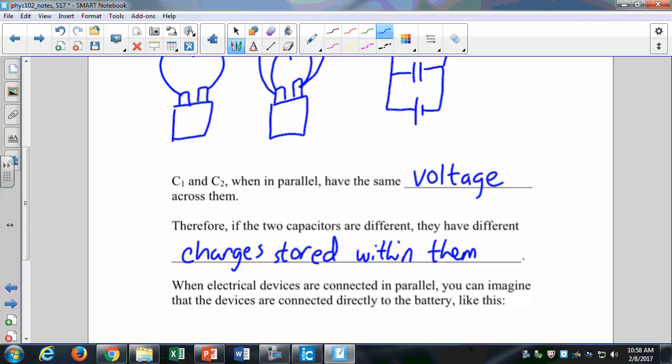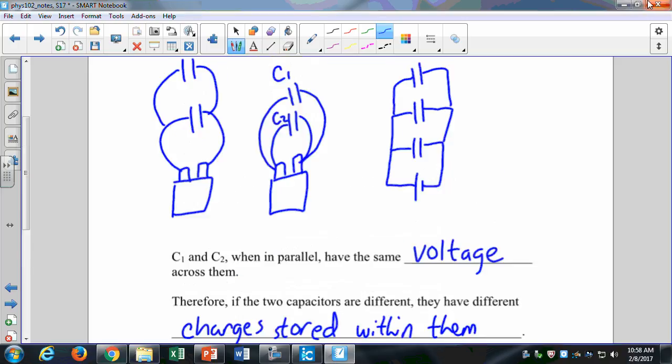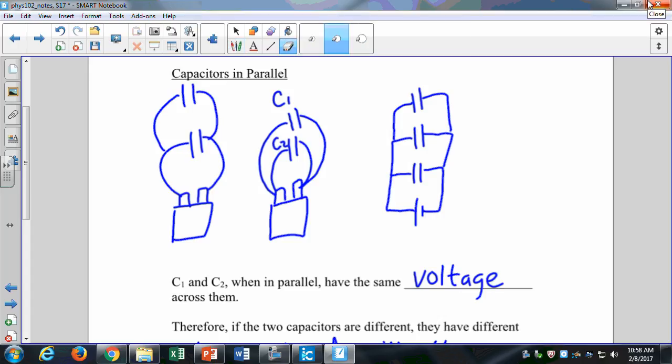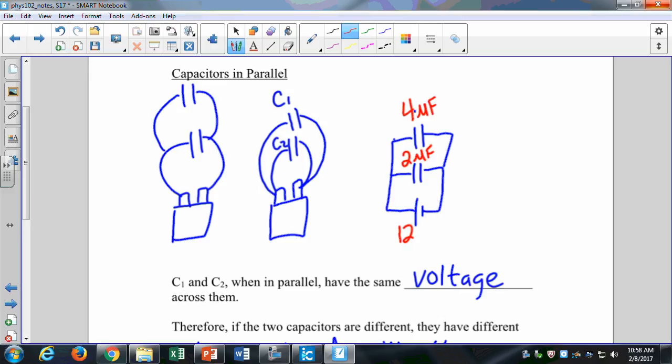We'll do this later, but let's just go ahead and do a quick little thing. Let's say that I have two capacitors. Say this is 4 microfarads, and let's say this is 2 microfarads, and they're hooked up to a battery of 12 volts. All right? What is the voltage across the 4 microfarad? It's going to be 12. They have exactly the same voltage as the battery. So I've got 12 volts here, and I've got 12 volts here.